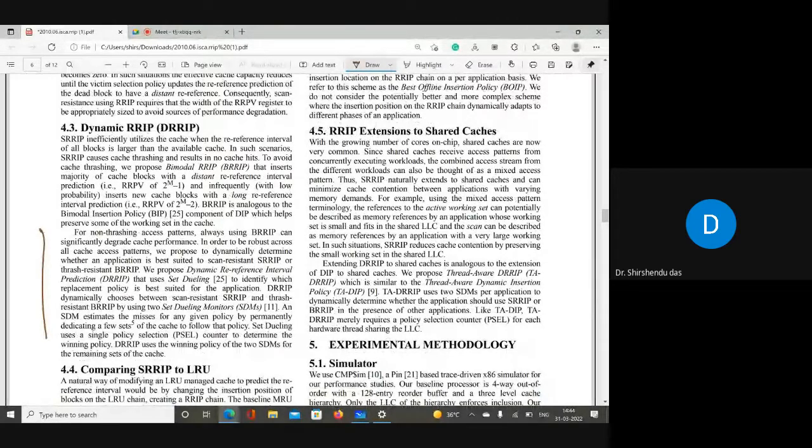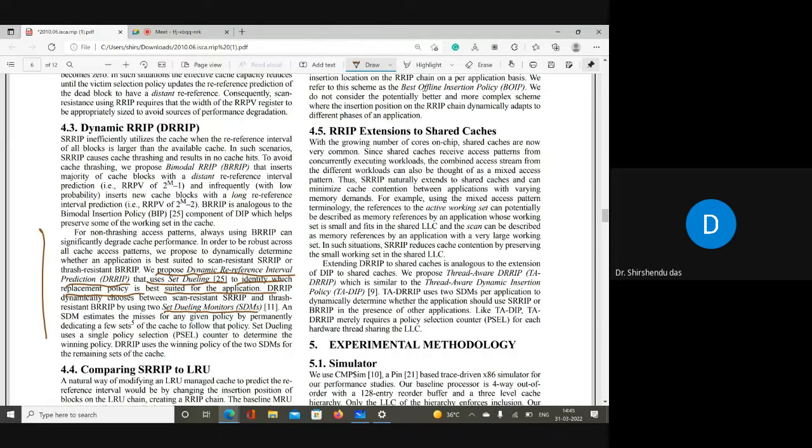We propose dynamic re-reference interval prediction, DRRIP, that uses set dueling. I hope I have already explained set dueling, to identify which replacement policy is best suited for the application. So it is the same. The set dueling monitor they will use. We have used the set dueling monitor already in two papers, in the cache partitioning paper and in the DIP paper, right? So again in this paper also they are using set dueling. So that's it. That is DRRIP.